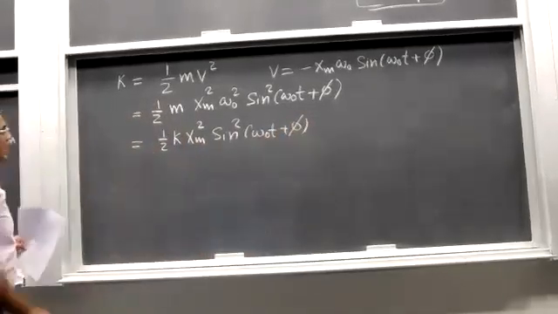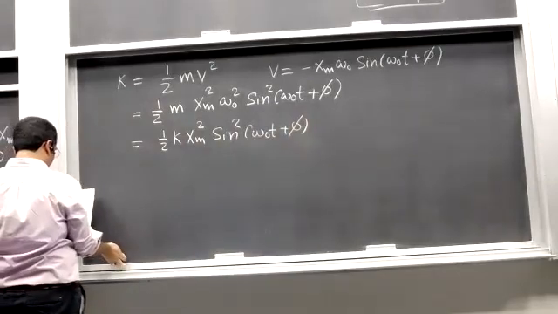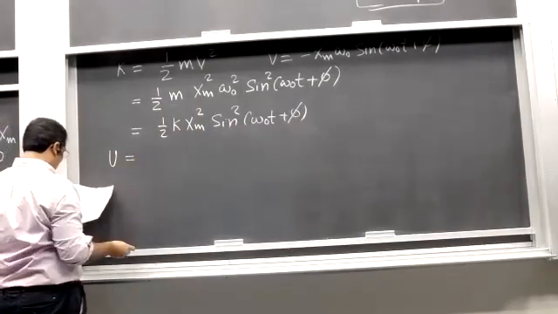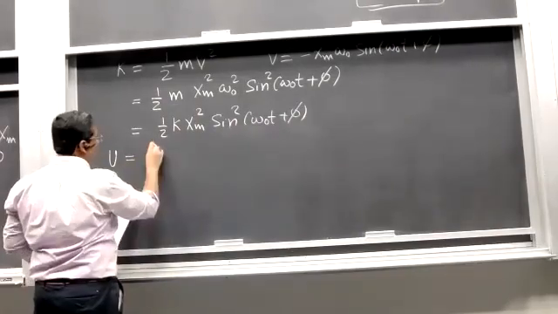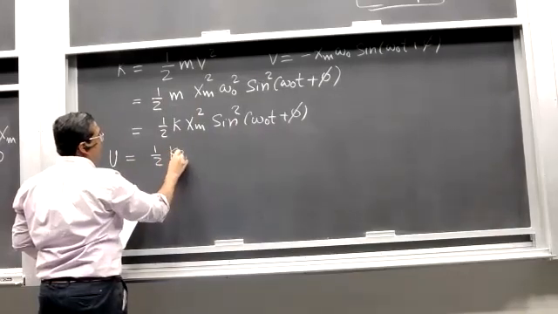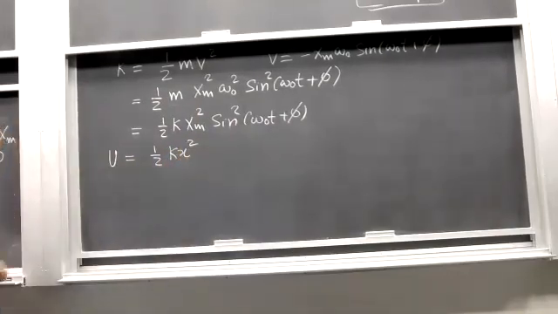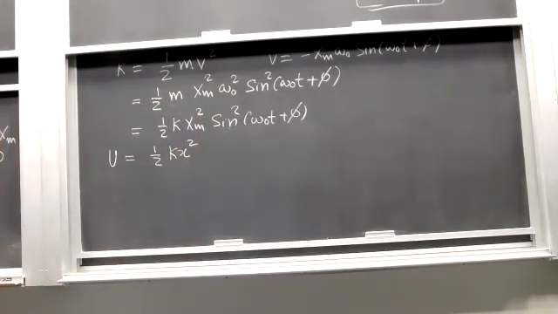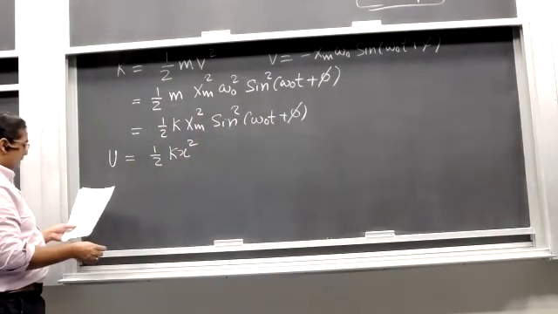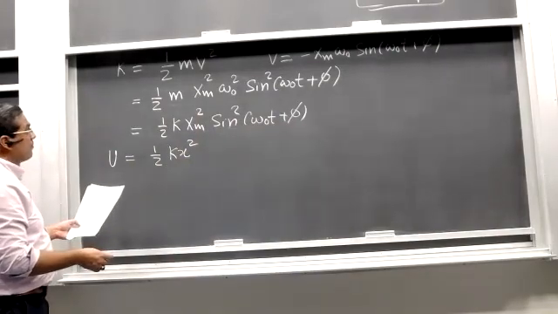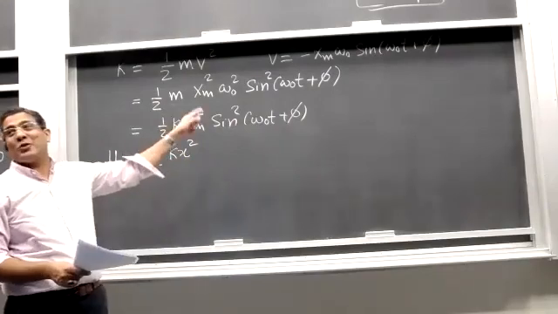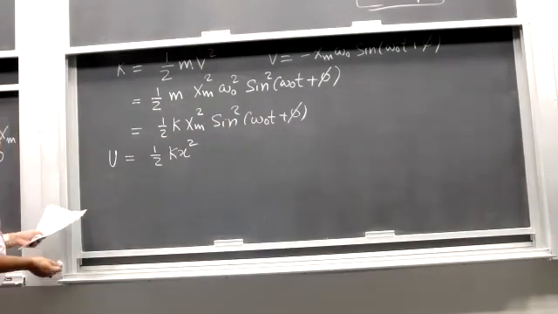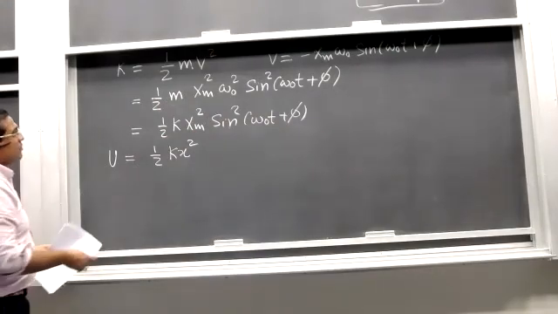All right. And now what about the potential energy? The potential energy is simply given as half kx squared, right? And what is x? No, no, omega squared is equal to k over m, not k squared over m. Okay, so half kx squared, that's the potential energy.